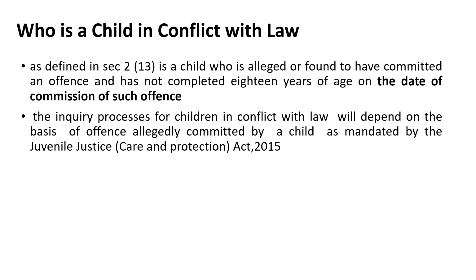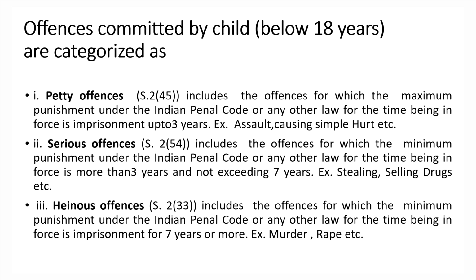Now let's see what kind of offences are committed by a child. First, petty offence, which is defined under Section 2, sub-clause 45. It includes the offences for which the maximum punishment under the Indian Penal Code or any other law for the time being in force is imprisonment up to 3 years. Example, assault causing simple hurt, etc.